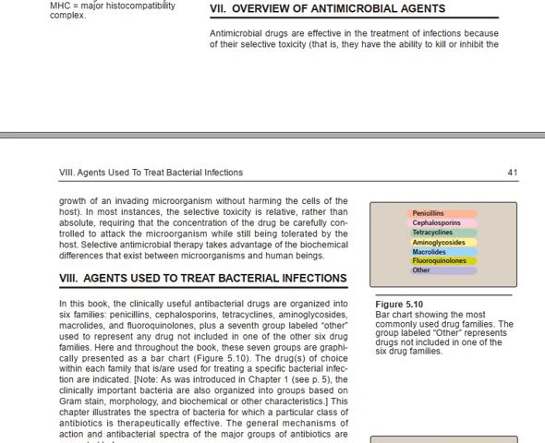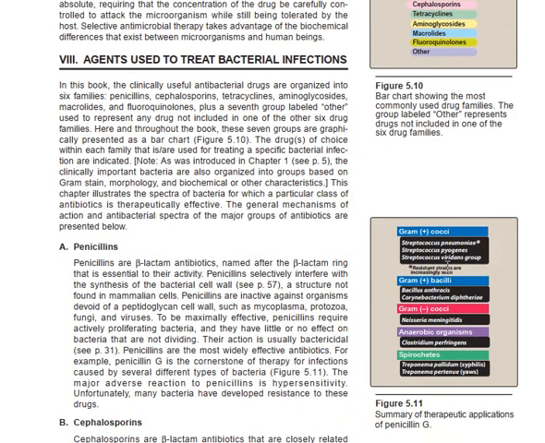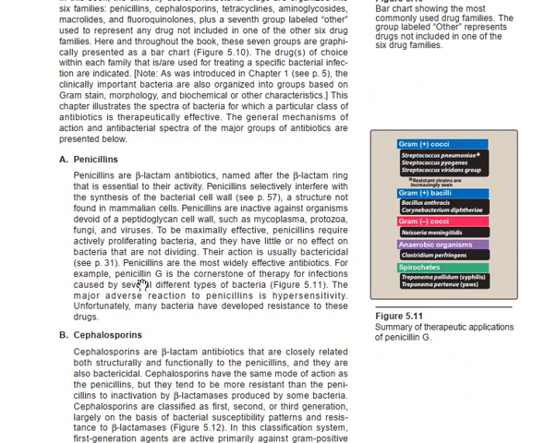So we are going to visualize antimicrobial agents here. This is a bar chart showing the most commonly used drug families. We start with penicillins, then you have cephalosporins, tetracyclines, aminoglycosides, macrolides, fluoroquinolones, and others. Now we start with penicillins.